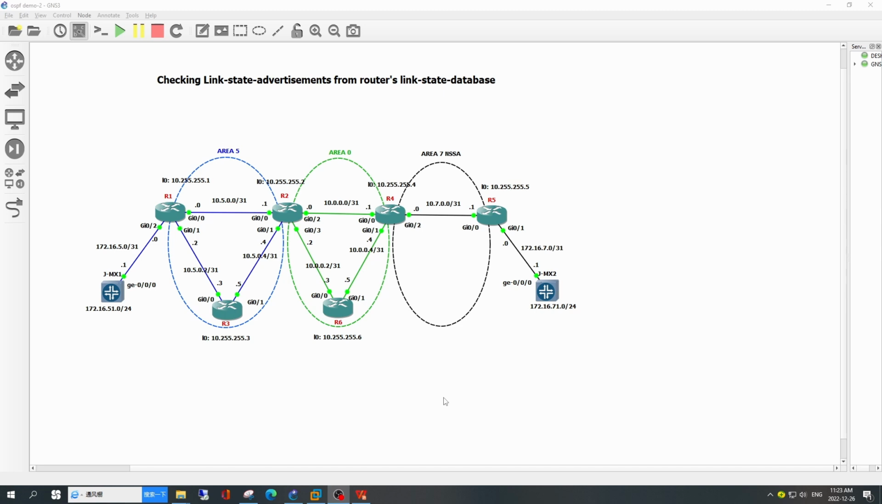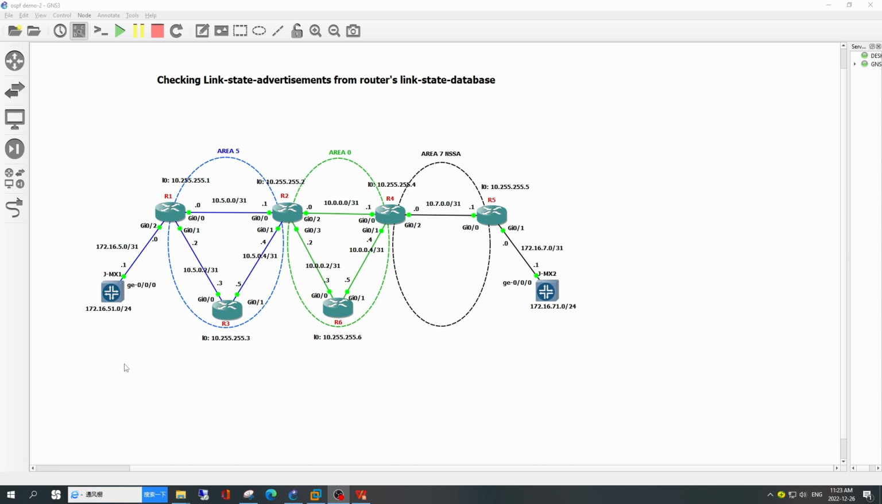In this video, I will use GNS3 and the routers shown in this diagram to illustrate how to check the link states from the LSDB of the router. First, a brief talk about this topology. In this diagram, there are three areas: area 0, area 5, and area 7. Area 5 is a standard area. Area 7 is not so stable an area.